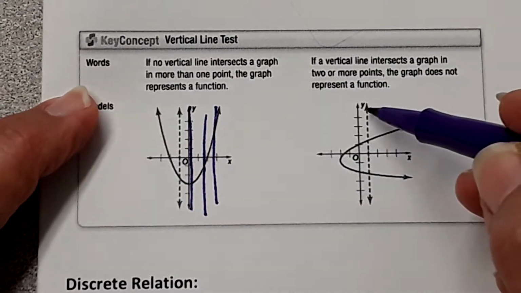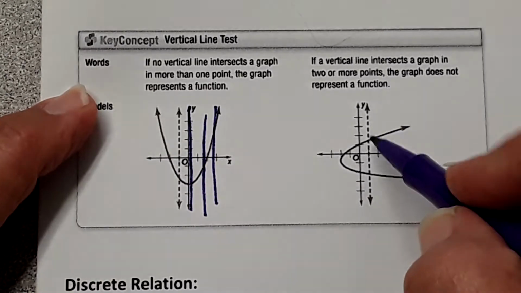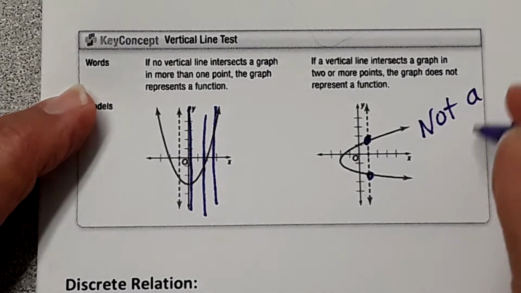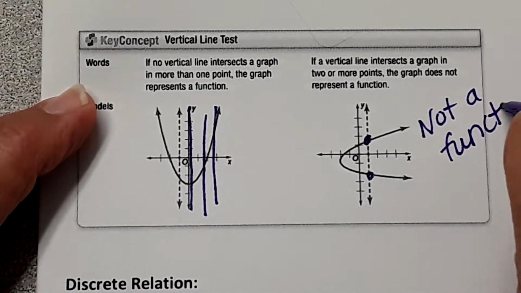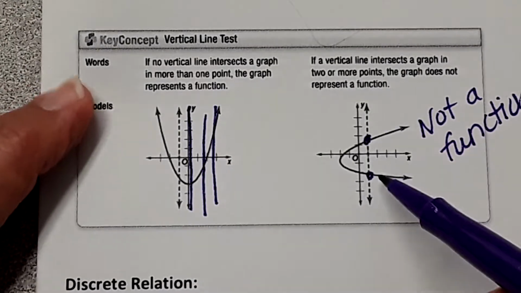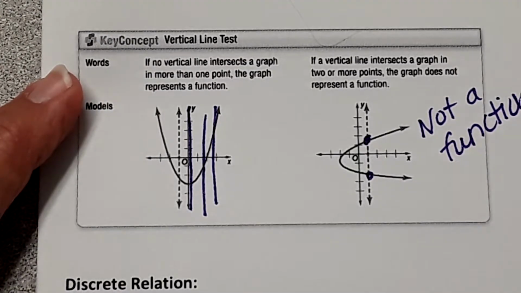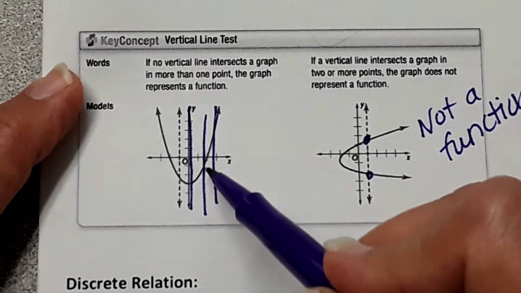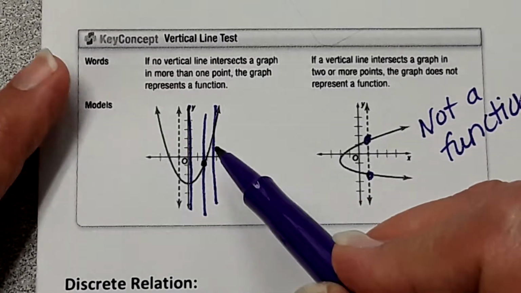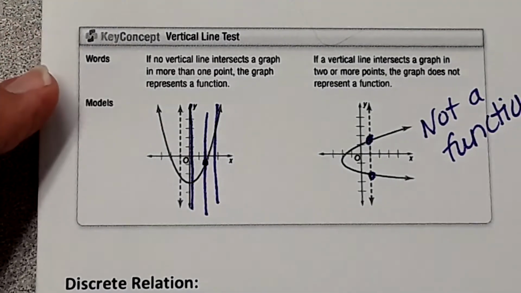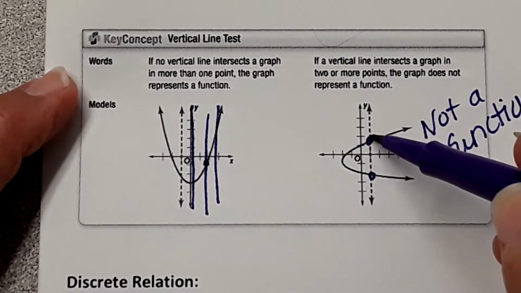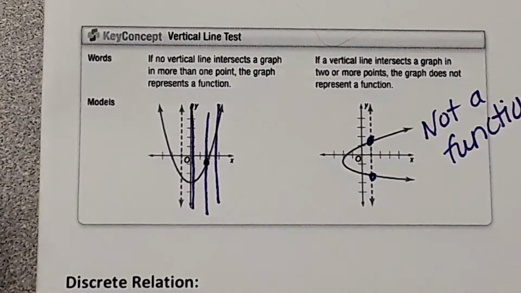This one, if we use the vertical line test, see how it hits here and here? This is not a function because that vertical line hits the graph in two places. The vertical line can only hit the graph in one place. You guys, a lot of people say, well, that hits it in more. Nope, it's only hitting at one place. It only intersects the graph in one place. This vertical line intersects the graph in two places.